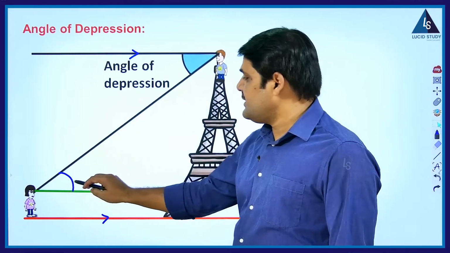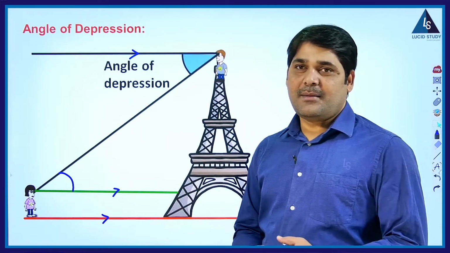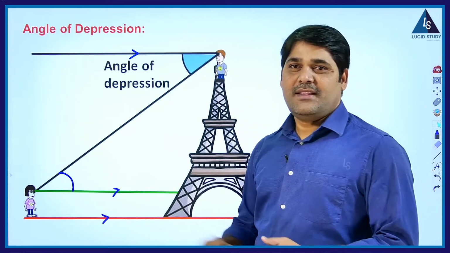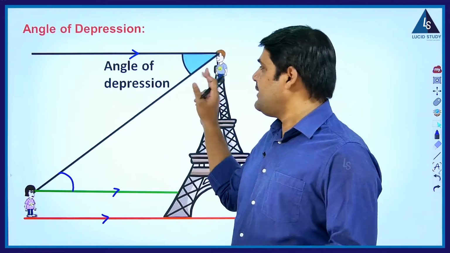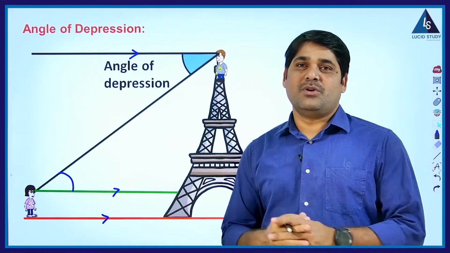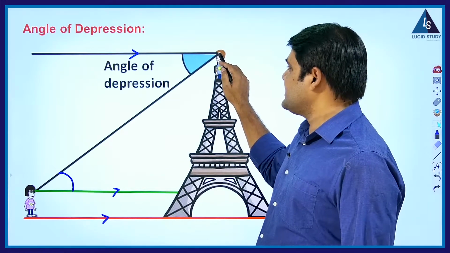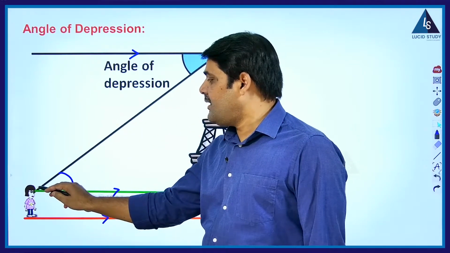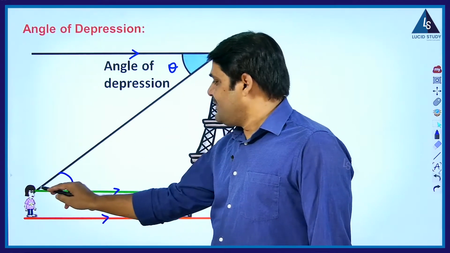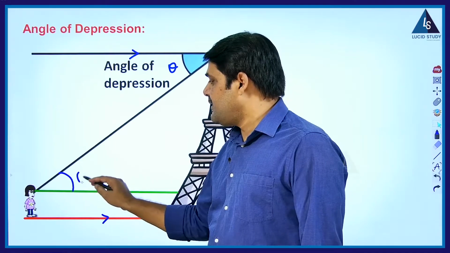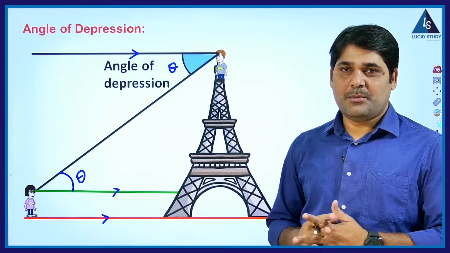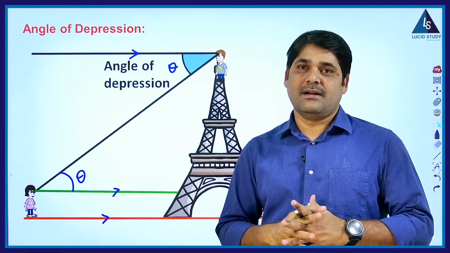Now see, these two angles are alternate interior angles. Am I right? These two are parallel lines and this is the transversal. So these two are alternate interior angles, and they are equal. We know that. The angle of depression at this point is equal to the angle of elevation at this point. Suppose the angle of depression is theta. Now this is the angle of elevation for this boy, and this will also be theta. The angle of depression is equal to the angle of elevation at that point. Okay children, this is what we need to understand, right?